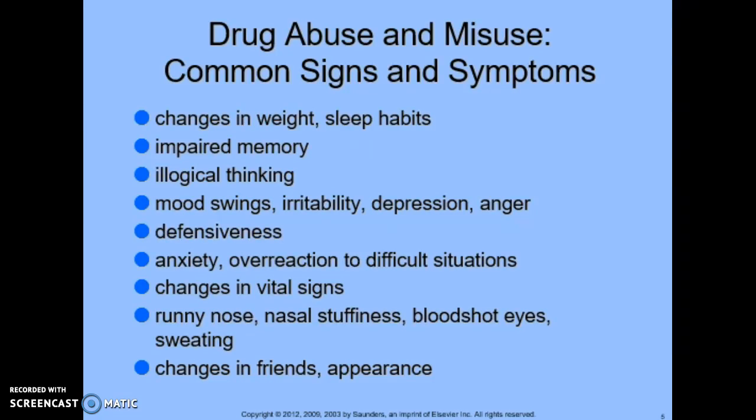So if you're looking at a coworker or a peer or a friend or a family member, if their appearance starts to change, they don't appear to upkeep themselves and have their normal habits, you want to start looking and seeing if you might see some of these signs and symptoms.